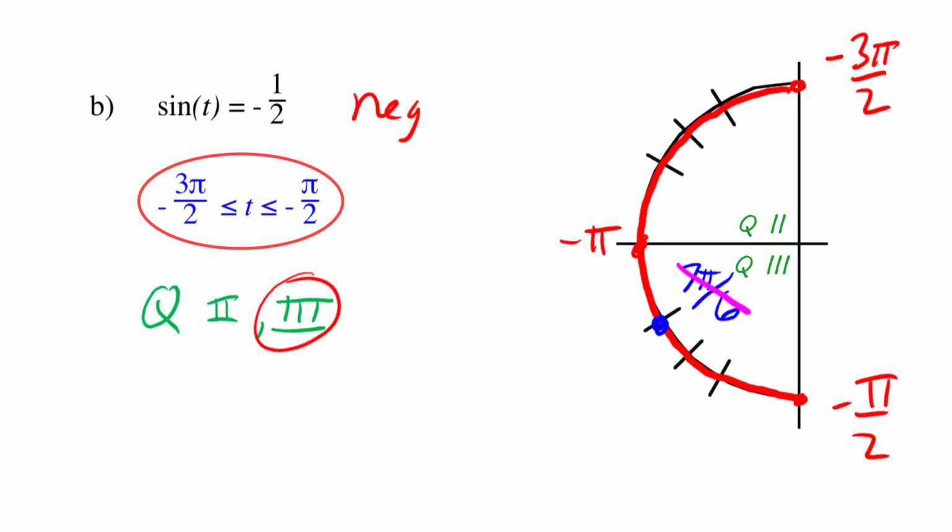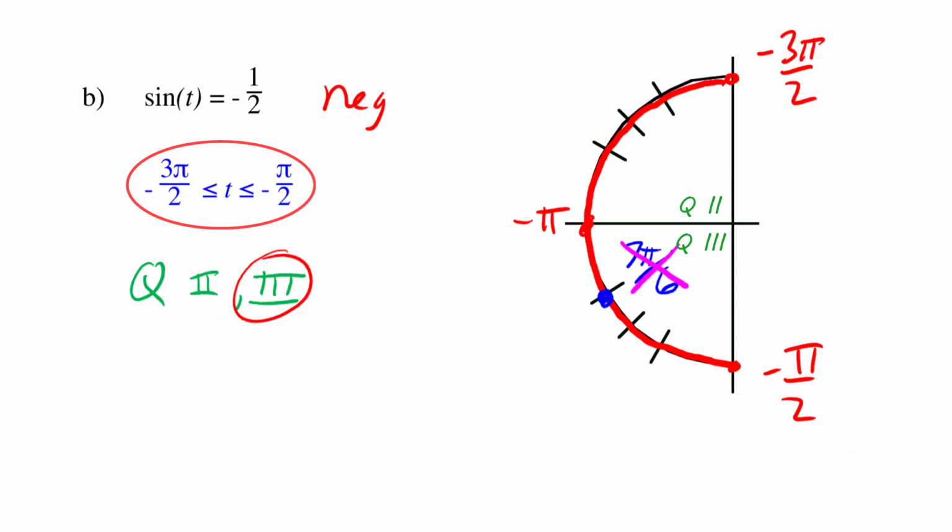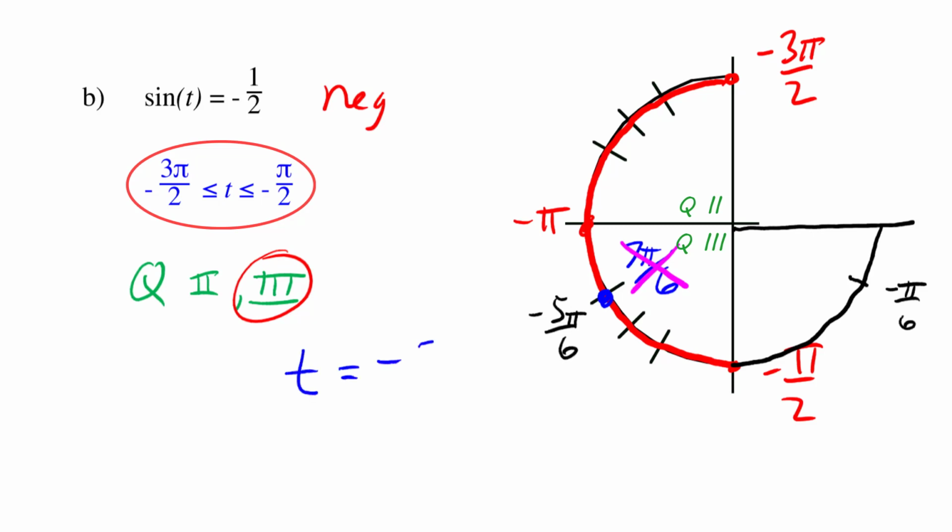But wait, again, not 7 pi over 6 because that doesn't fit the restriction. Instead, it's going to be a negative number. And if we just kind of add a little bit more to this circle and do the negative pi over 6 in quadrant 4, we find that negative 5 pi over 6 is in quadrant 3. And that is the actual answer for t. T equals negative 5 pi over 6.